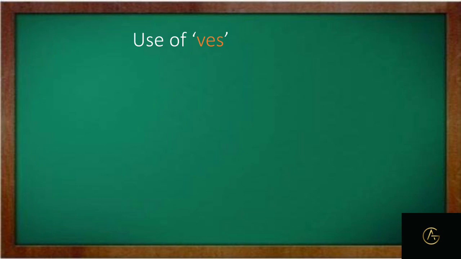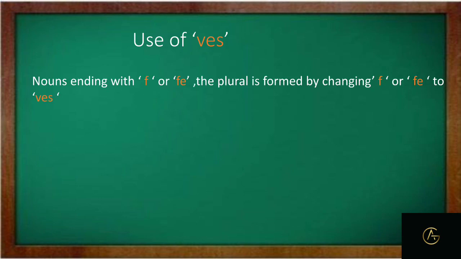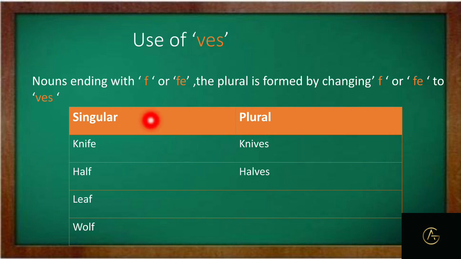Now use of ves. The nouns which end with f or fe. The plural is formed by changing f or fe to ves. Okay. Instead of f, we will add ves to the noun. Like knife, fe. It will be knives, ves. Half, f, halves. Similarly, leaf, leaves, wall, walls. Right?